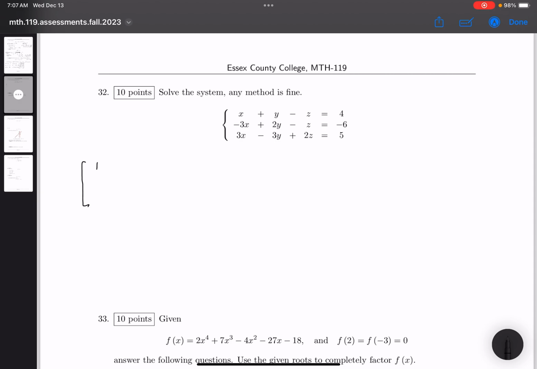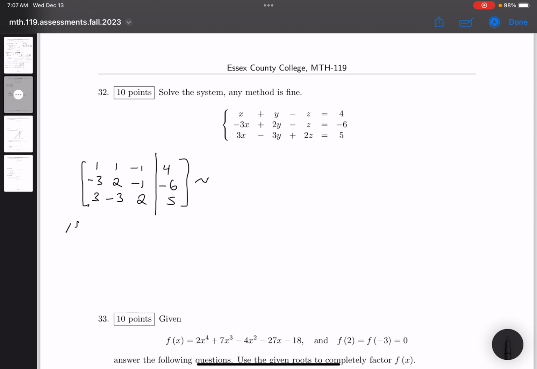That's going to be 1, 1, minus 1, then I get a 4. 1, 1, minus 1, and then I get minus 3. I get a 2. I get a minus 1. And I get a minus 6. I get 3, minus 3, and a 2. And then I get 5 over here. All right? So what I'm going to do is some row operations.